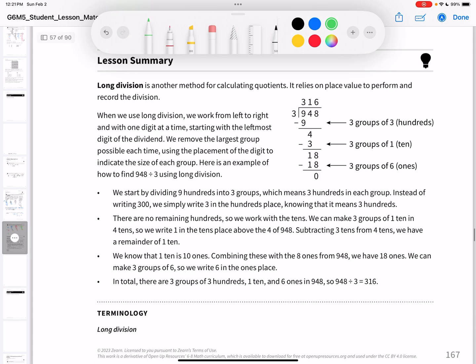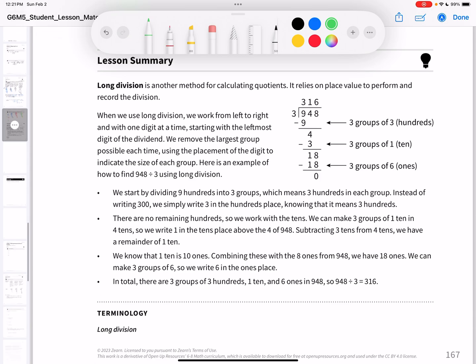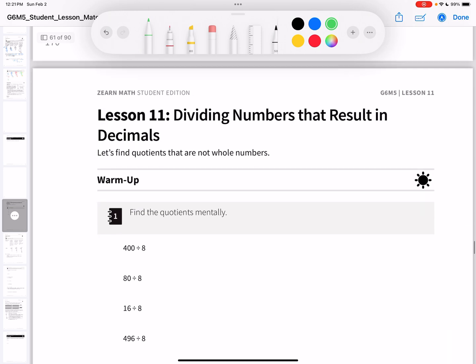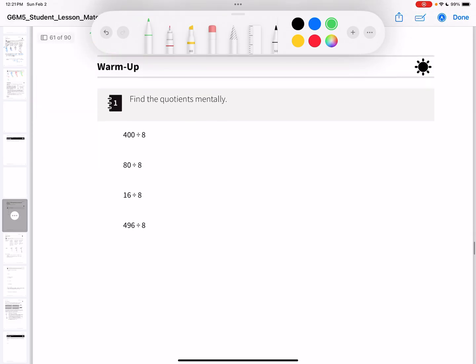Go ahead and review your lesson summary, and then we are headed to lesson 11, dividing numbers that result in decimals. So if you noticed, all of those were nice and even, went in nice and evenly. Now, this lesson, it's not going to, okay? All right, let's do our warm-up.